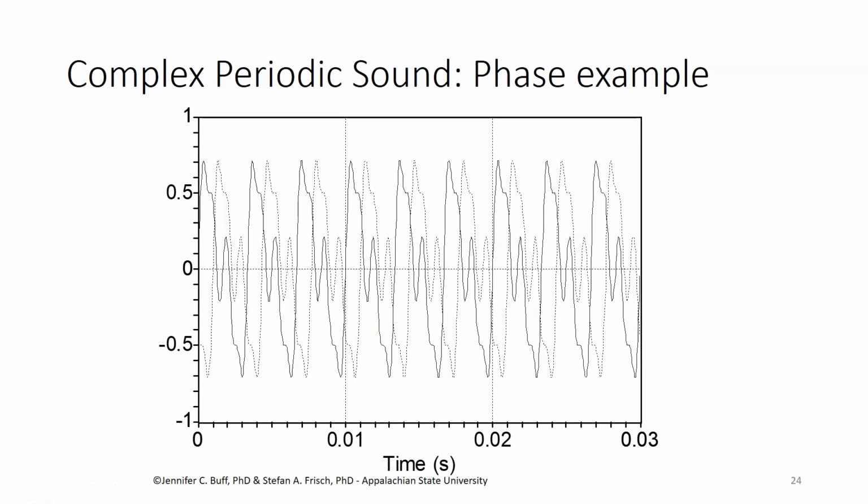Complex periodic sounds can also be compared in terms of phase. So I have a solid and dotted version of this complex periodic sound with a small time shift between them that you can see if you compare the highest peaks, for example, or the lowest troughs. That would be a phase difference between these otherwise identical sounds, such as when the sound is coming from the side, and these represent graphs of it hitting the left ear versus the right ear.